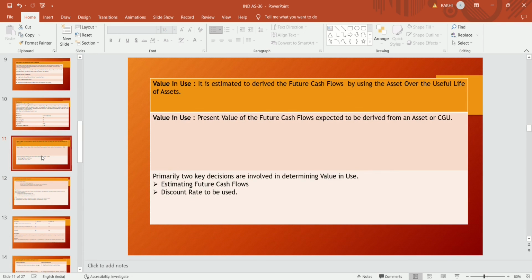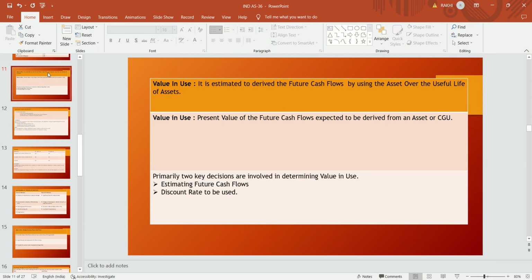Now how will we determine value in use? Value in use depends on the estimation basis. It is estimated by deriving the future cash flow from using the asset over the useful life of the asset. It means the cash flow which the company will generate by using the asset over its useful life is the value in use.